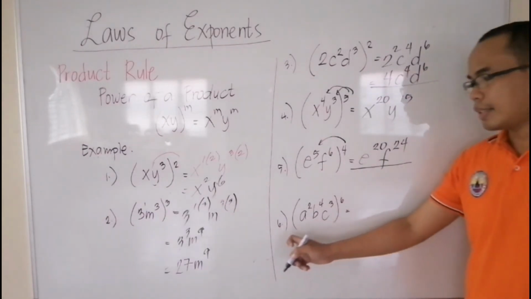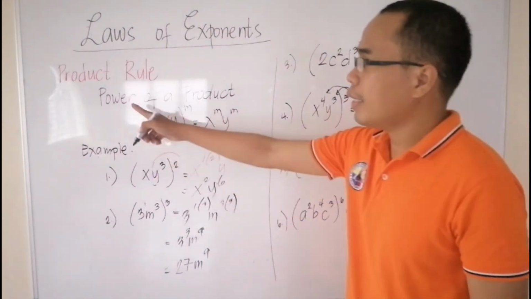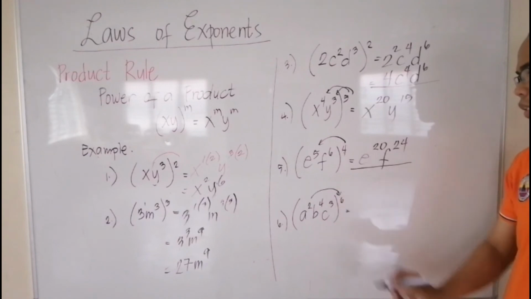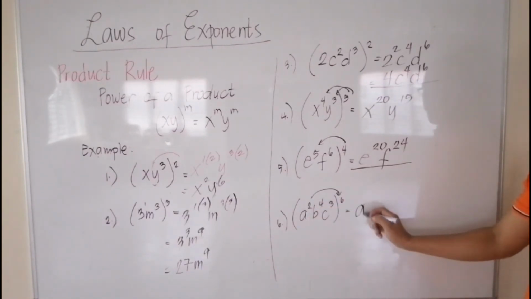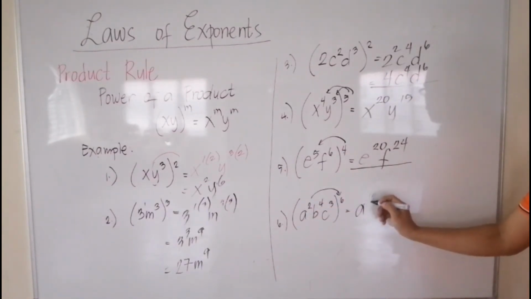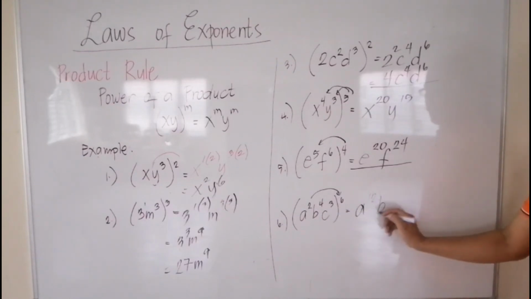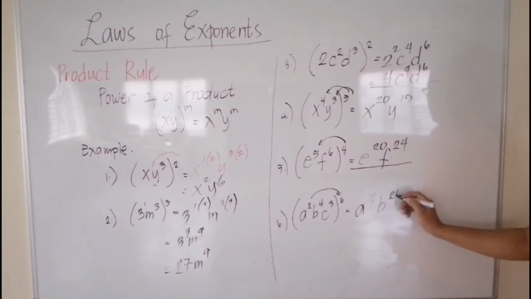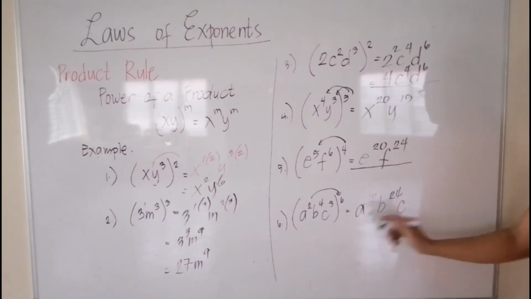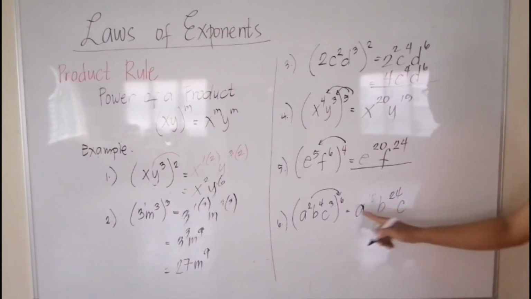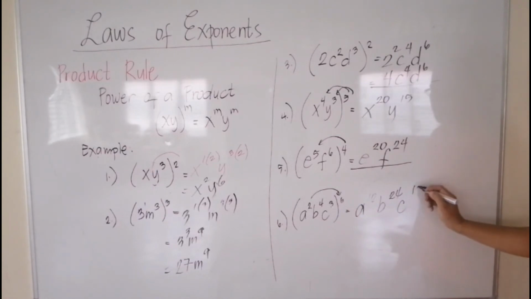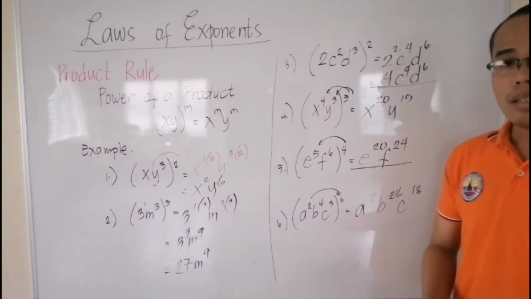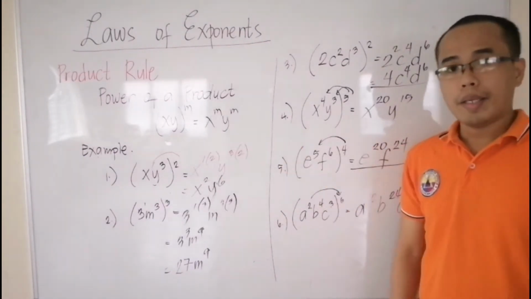And how about the last example? For the power of a product. So, multiply natin yung 6 sa 2. So, yung A natin exponent yung magiging 12. Ang B naman ay 4 times 6. So, meron tayong 24. And yung C natin, exponent ng C becomes 18. So 3 times 6 is equal to 18. So ganun lang ang pagsusolve natin ng power of a product.